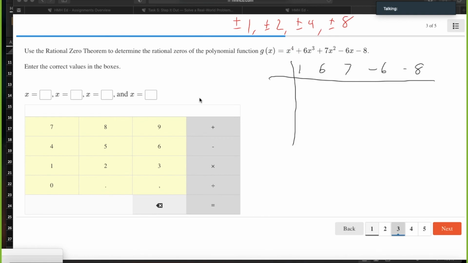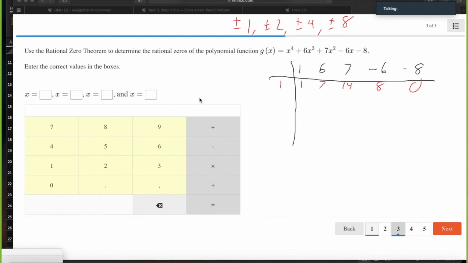So we're going to go through and try to find our zeros. We will start with a positive 1. Bring the 1 down. 1 times 1 is 1. So 6 plus 1 is 7. 7 times 1 is 7. Plus 7, 14. 14 times 1 is 14. Minus 6 is going to be 8. 8 times 1 is 8. And first try. Doesn't get any better than that.